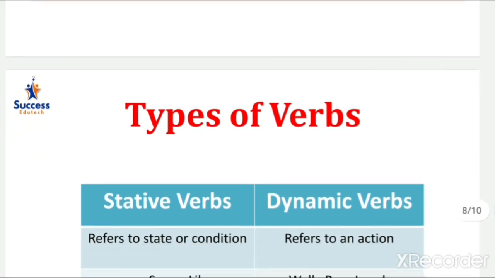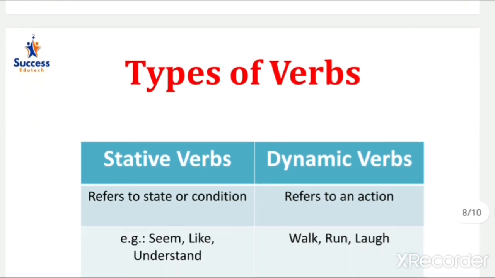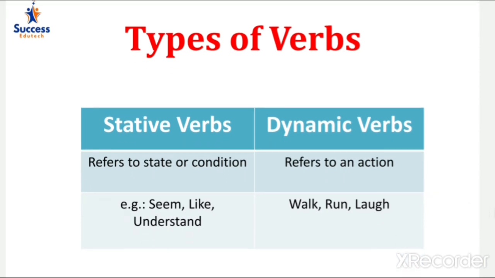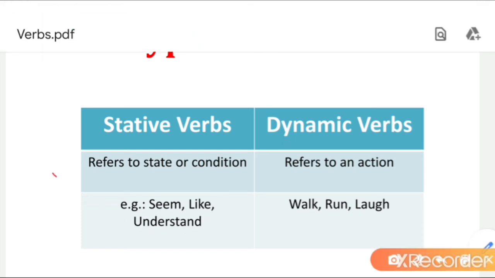Now let's move on to the next type, that is stative verbs. There are again stative and dynamic verbs, two verbs which we can compare. First one is the stative verb, that refers to a state or condition. That means it does not contain any action.